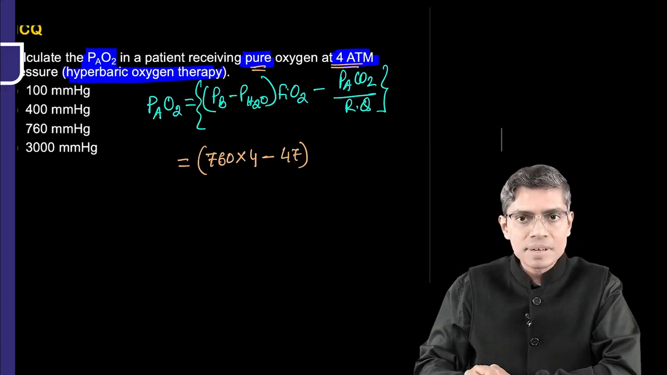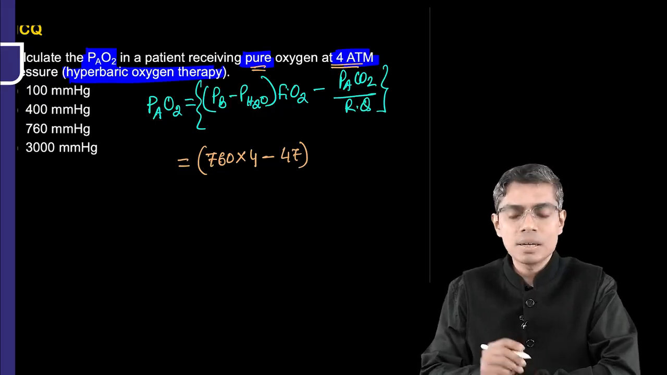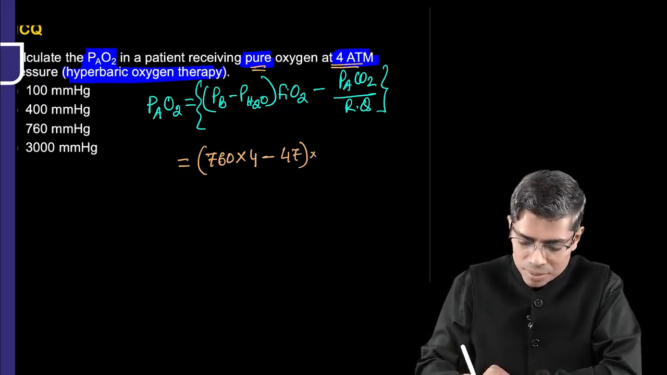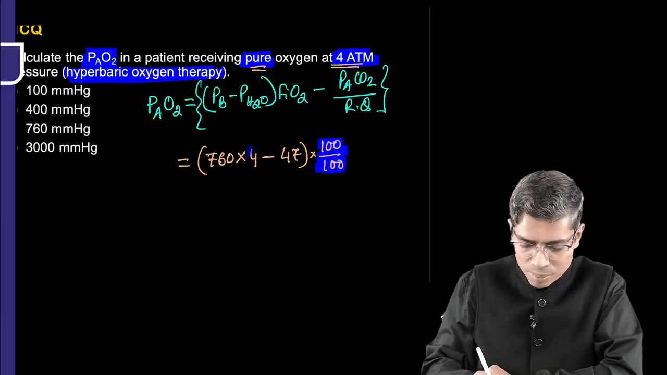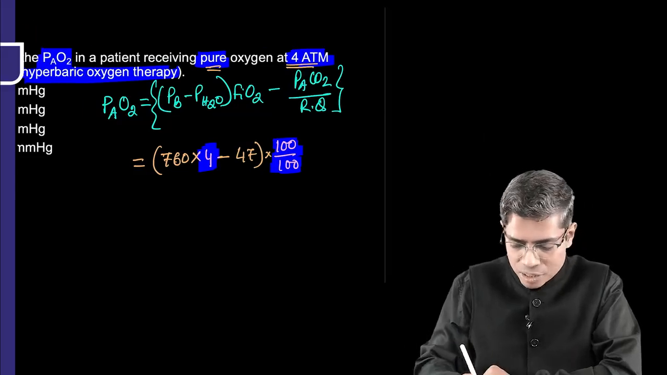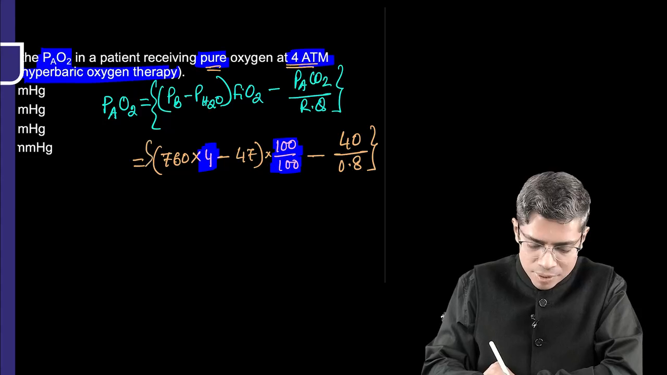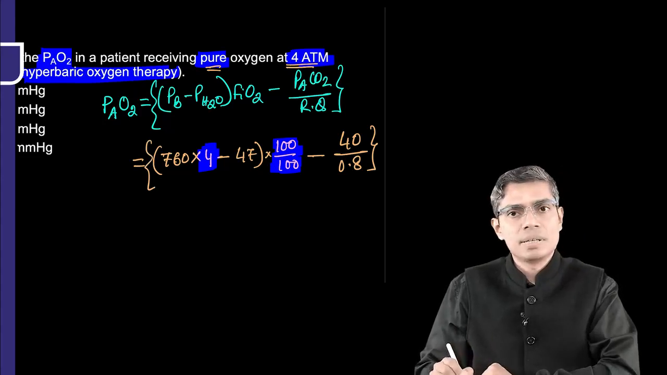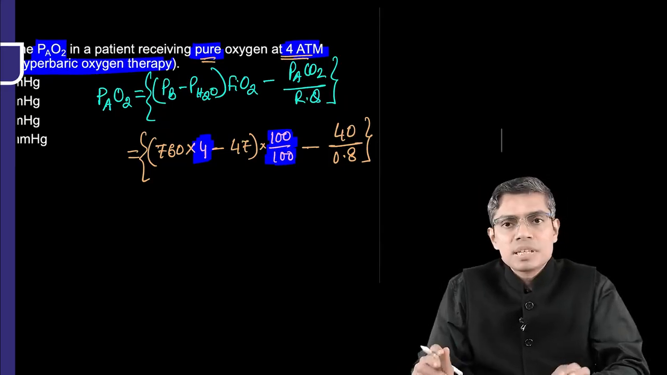Then FiO2 normally it is 21%, but here it is pure oxygen, meaning 100% oxygen. 100% oxygen means it is 100 upon 100. Why am I writing this? Because you have to remember like this only. Later on you should remember that these are the things that I am changing here. Then minus, you should write down the normal partial pressure of carbon dioxide in the alveoli, that is 40, and if nothing is given, then you take RQ as 0.8. But all of you know that if it is pure carbohydrate food, then it is 1, right? So you have to keep that in mind.